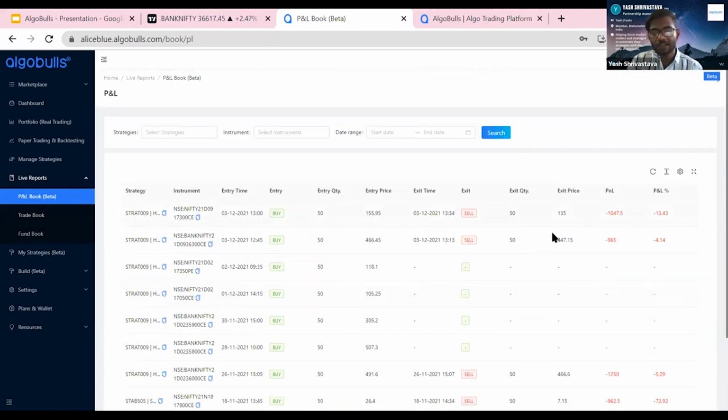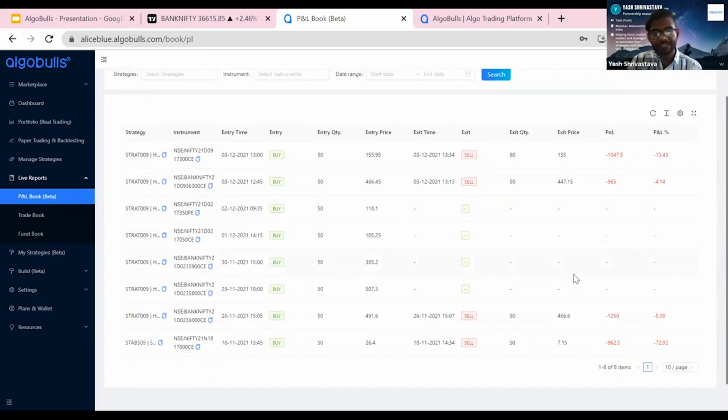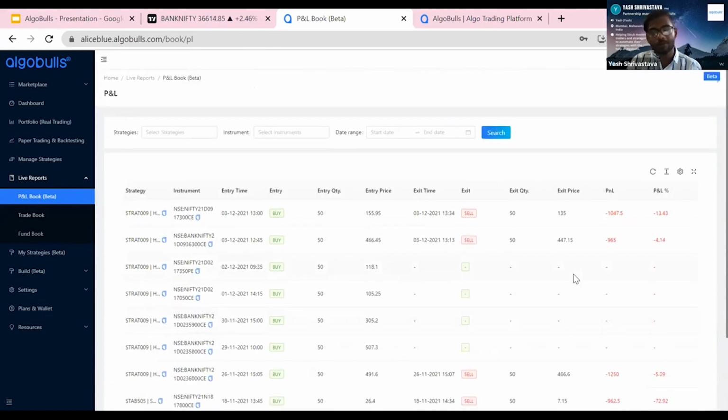Apart from that, for whichever trades the algo has taken an entry and an exit, it shows you accurate numbers in terms of PNL. What was the entry time? What was the exit time? What was the buy price? What was the sell price? It gets this from your broker's M2M panel.